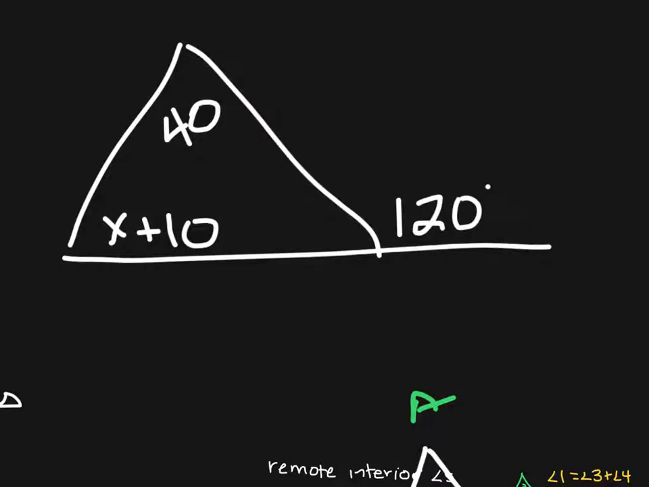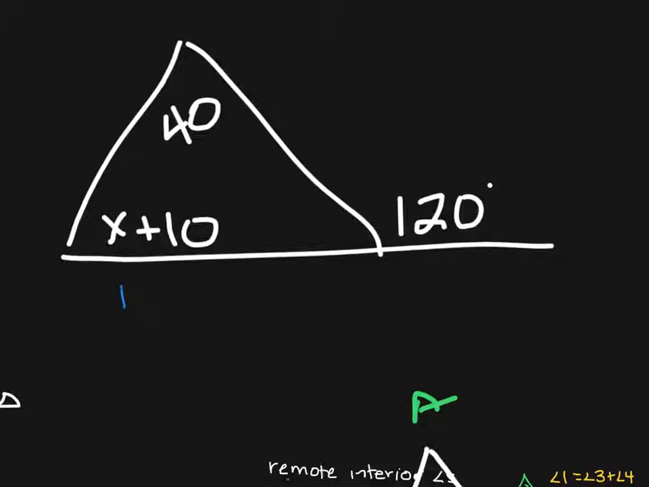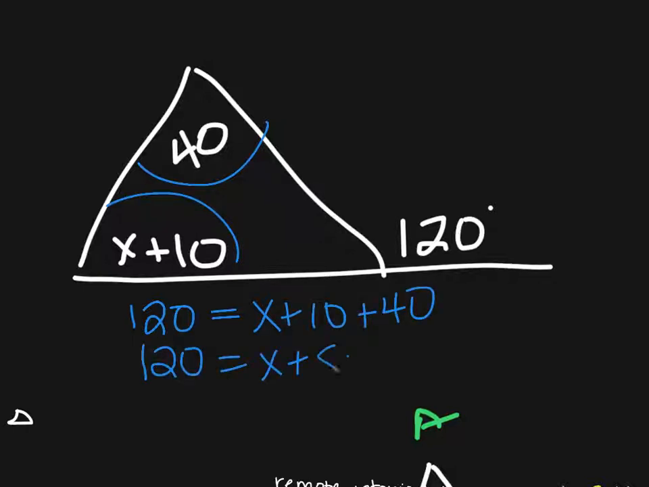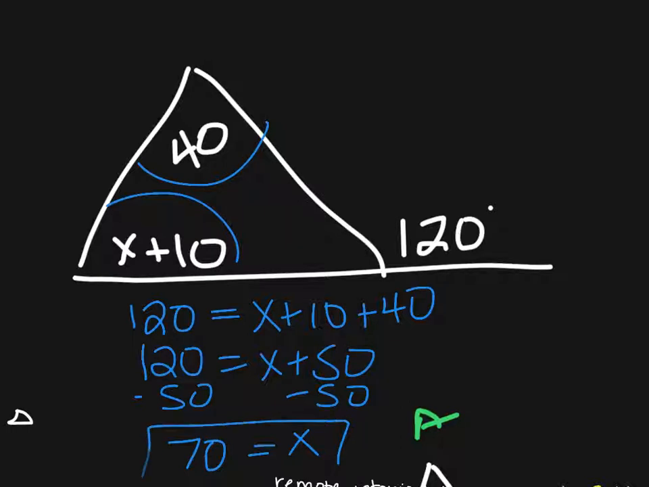So here's an example of the exterior angle theorem, right? Which would say 120 would be equal to the sum of these two interior angles. So 40 and x plus 10. So then I get 120 equals x plus 50. And then subtract the 50 from both sides. And x is 70. So the x is 70. This corner would be 80, right? Which makes sense because 80 plus 40 has to equal that 120.